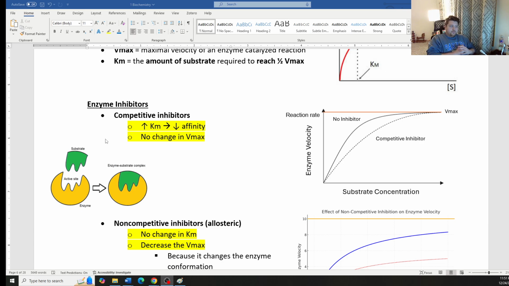onto that enzyme. So because they're binding in that space, we get a decrease in affinity for the substrate, which, because it has an inverse relationship with our Km, means we get an increase in Km. But overall, there is no change in our Vmax. As we continue to increase that substrate concentration, the enzymes that are not directly affected by the competitive inhibitors are still eventually going to reach that maximum velocity.